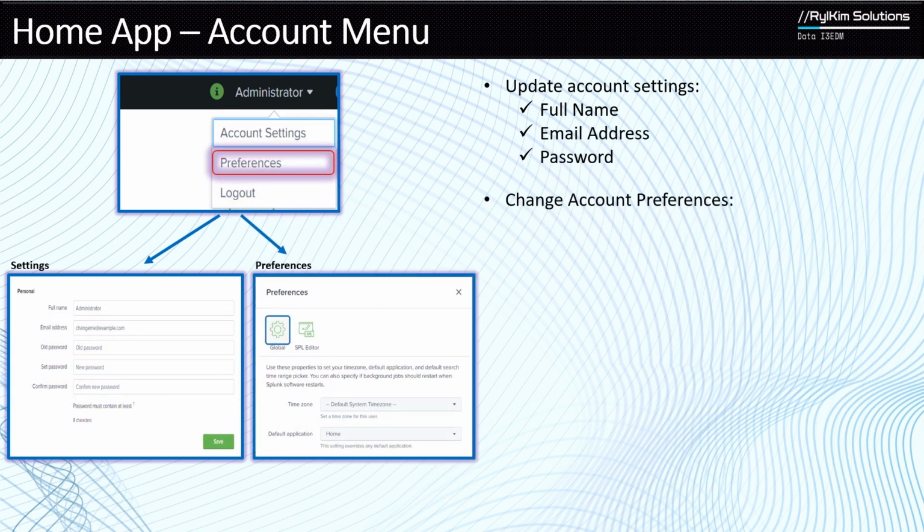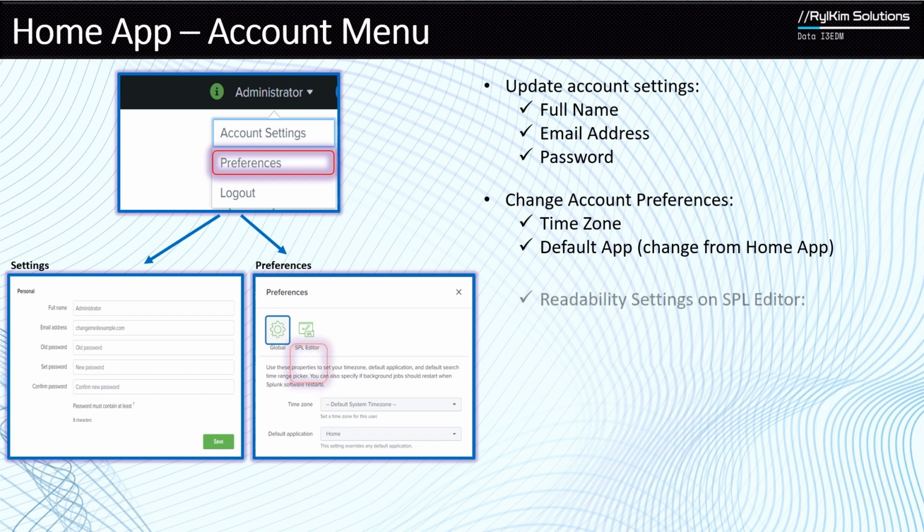Now, under preferences, there are a few things you can do. You can change your time zone. When you install Splunk, it's going to come with a default system time zone. If you want that to reflect the time zone of your area, you can always make that change. And then the other thing is the default application. We said, for example, that when you log into Splunk, you're going to land on the Home app, but that doesn't have to be the case. That's just because the Home app is a default app. You can change that to any app of your choice.